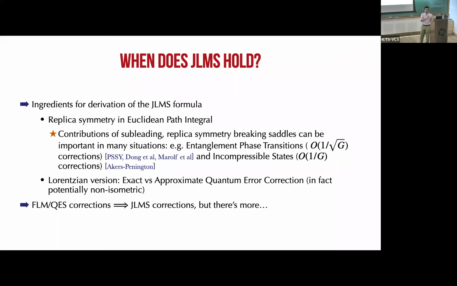In fact, it can map a large number of states in the black hole interior to a smaller number of states in the boundary Hilbert space. So accounting for these corrections is important, and that's going to be the Lorentzian analog of the things that we're missing here.